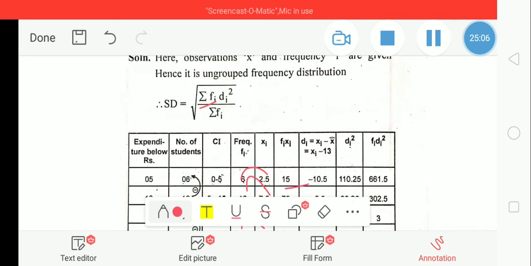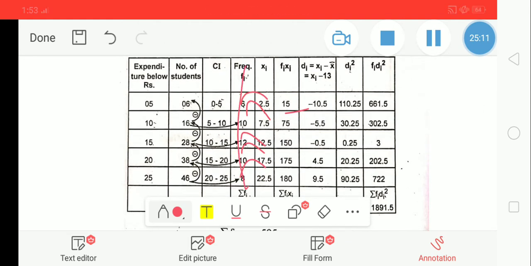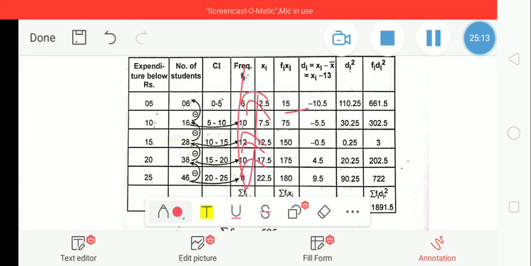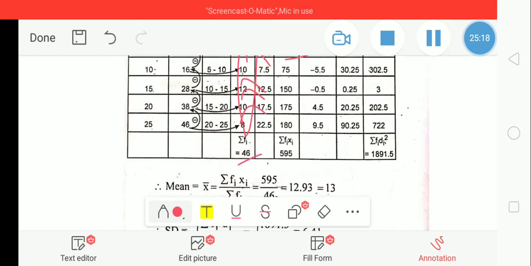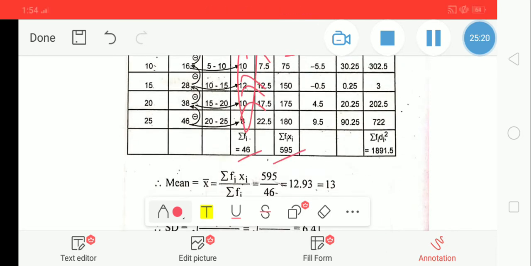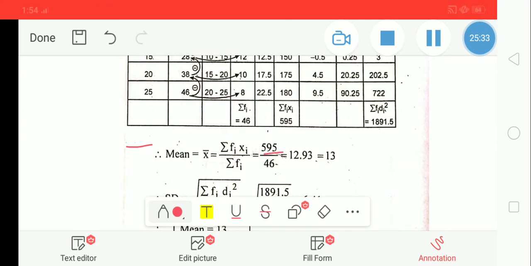Now in this one we want the summation of fi. So we will sum 6 plus 12 plus 10 plus 12 plus 10 plus 8, which is 46. Now the sum of fi xi is 595. So first we will find the mean. Mean x bar is equal to summation of fi xi divided by summation of fi. 595 divided by 46 is 12.93.